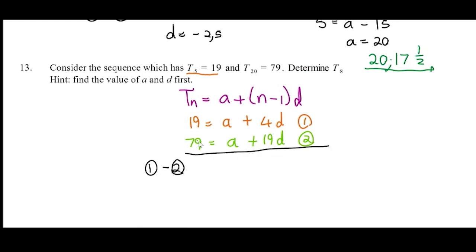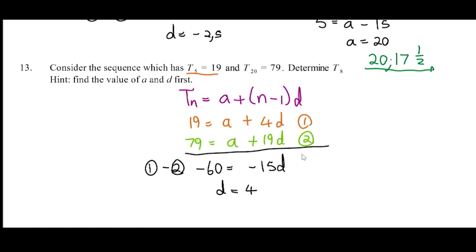All right, 19 minus 79, negative 60. A minus A, no A's. Yippee, I've only got 1 variable left. 4D minus 19D is minus 15D. I'm now going to divide both sides by negative 15, and I get that D is positive 4.